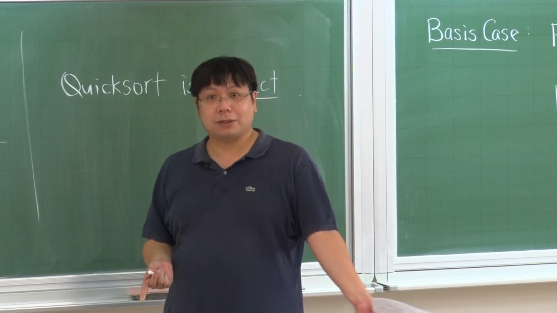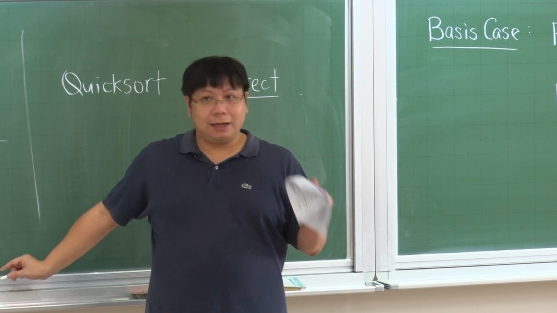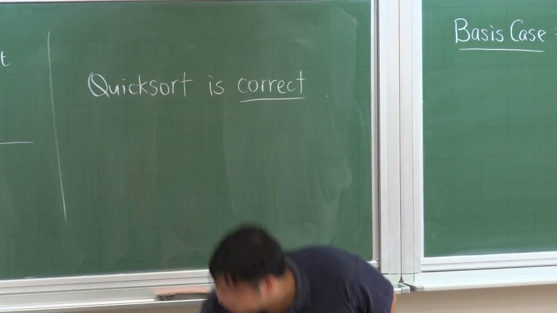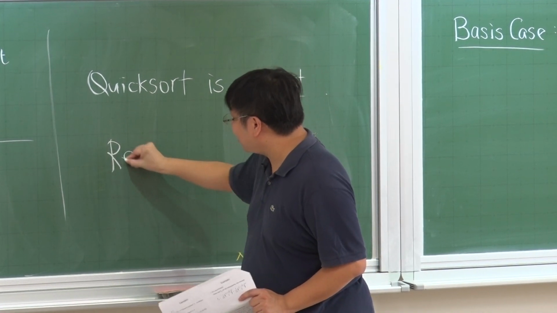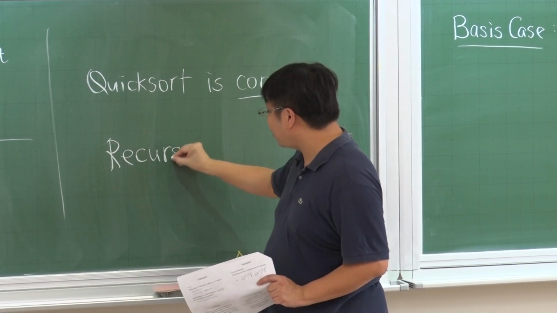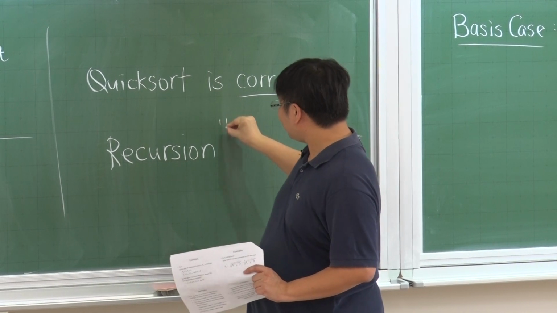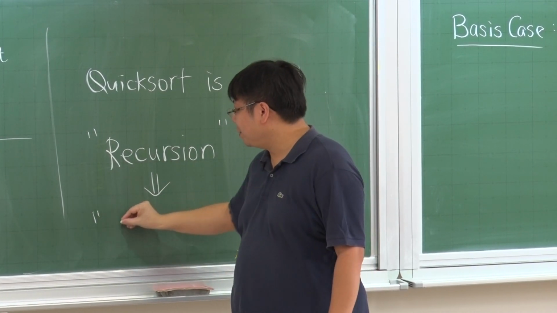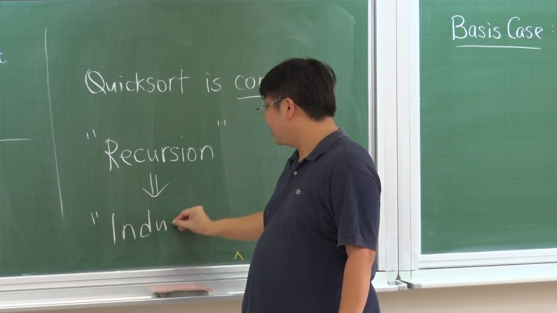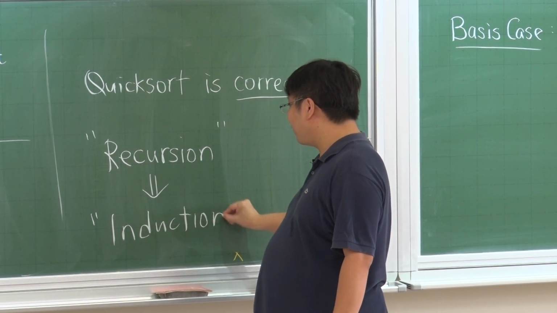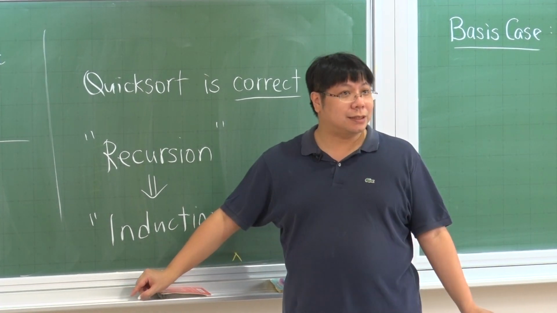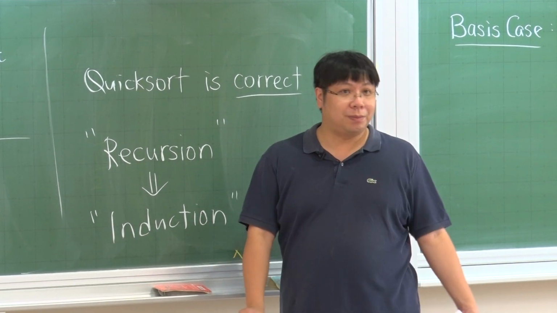So how can we show that quicksort is correct? Any recursive algorithm, any algorithm that is using recursion, you can always prove it by using induction. Okay. So recursion and induction are very closely related. Recursion means that you are using the same trick to solve a smaller problem.